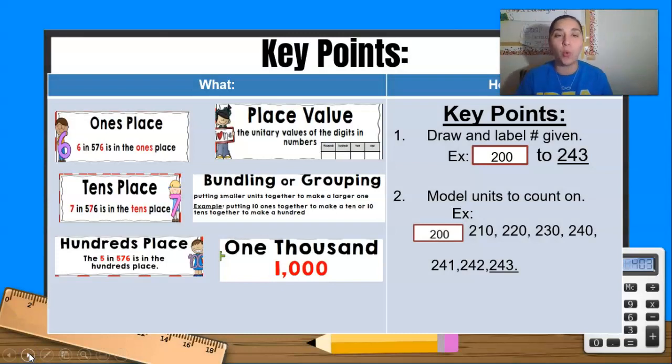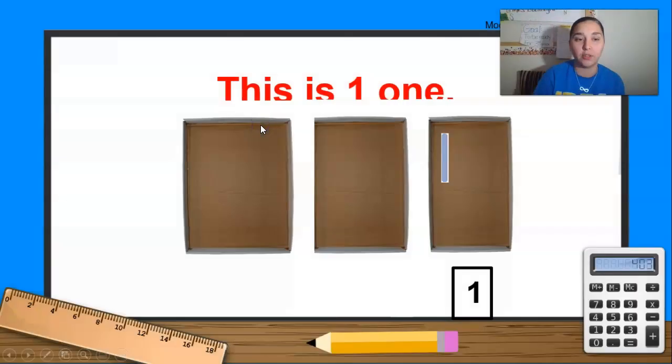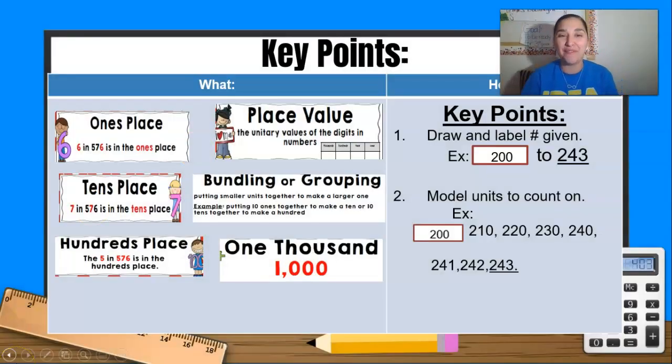Well, let's learn what important words we need to learn. The first important word that we need to go over is place value, boys and girls. Place value. And the place value is the unit that each number gives. And we have ones, tens, hundreds, thousands. Let's go over the unit ones, the place value unit of ones. Look at this number, 576. The number 6 is in the ones place.